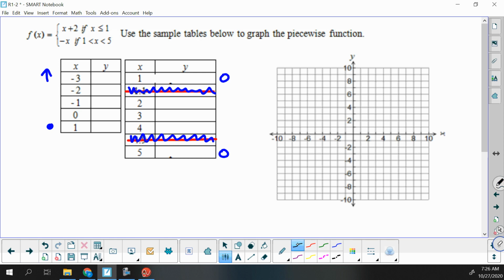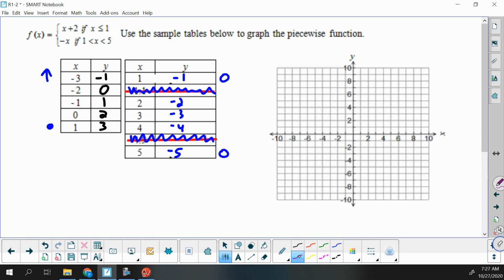So you can do this one of two ways. You could sub in by hand, or you could do x plus 2 in a graphs page and do a control T and just get the y values that go with it. We'll just sub them in by hand here. -3 plus 2 gives us -1. -2 plus 2 is 0. -1 plus 2 is 1. 0 plus 2 is 2. And 1 plus 2 is 3. In the other one, we're just negating x. This is -1, -2, -3, -4, and -5.